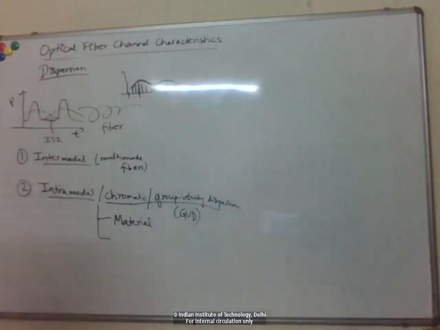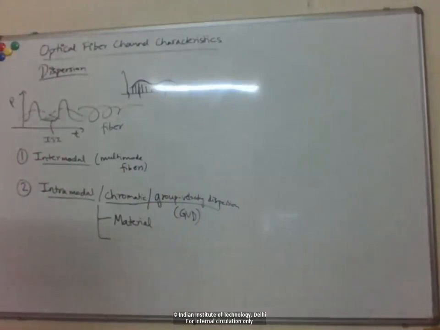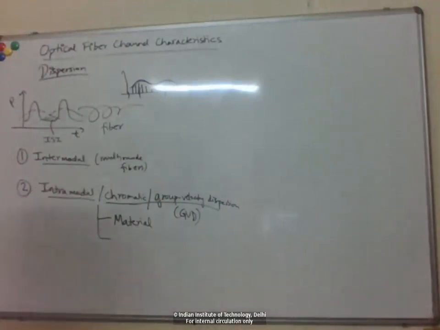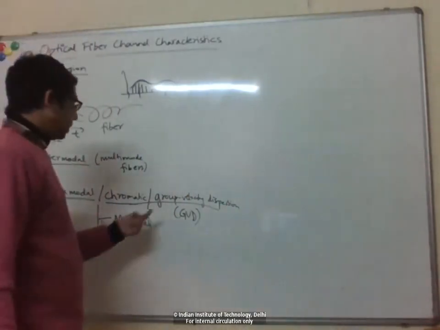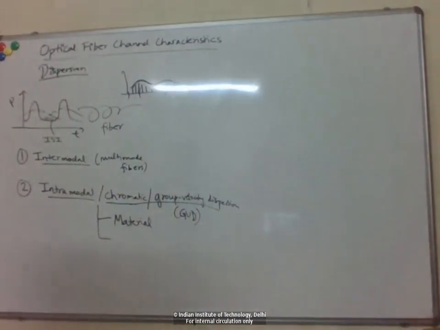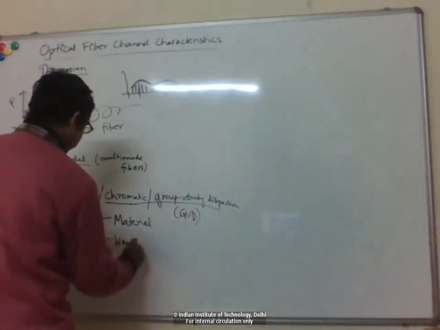right? So any material you take, like glass, the refractive index is wavelength dependent, right? And you know that group velocity depends on the index, right? So if the index depends on wavelength, then the group velocity will depend on wavelength or frequency, leading to dispersion. Right? And the other is waveguide dispersion.